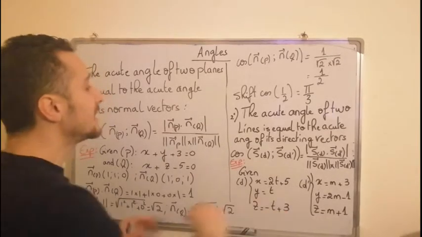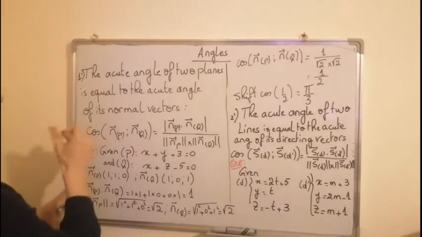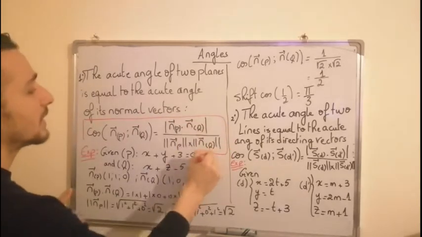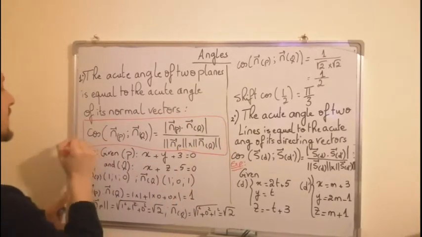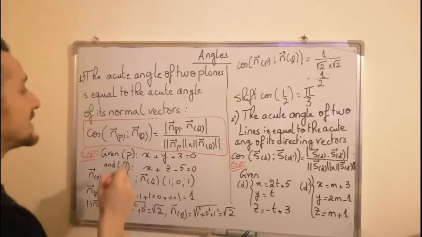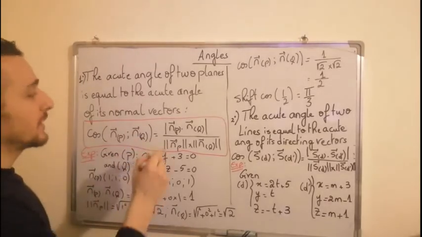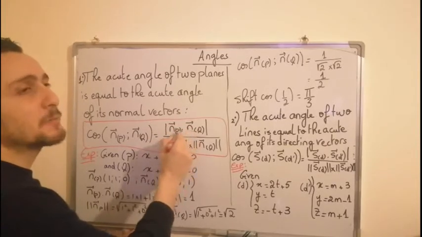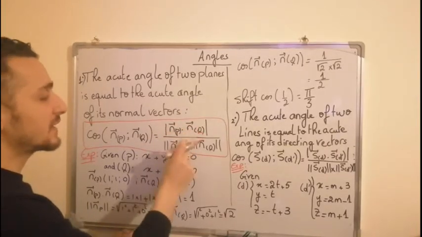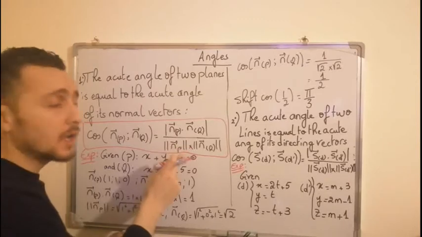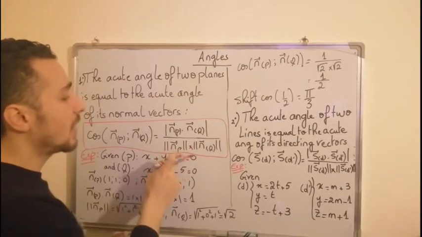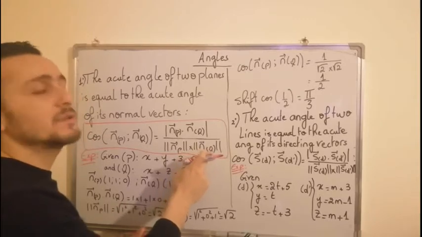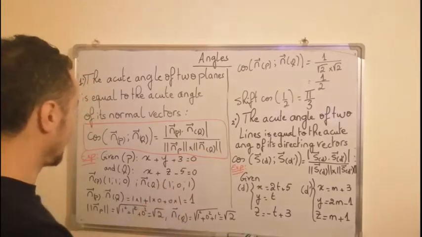We have to study this rule. Cosine of the angle formed by the two planes P and Q is equal to the absolute value of the scalar product between these vectors divided by the magnitude of the first vector times the magnitude of the second vector.